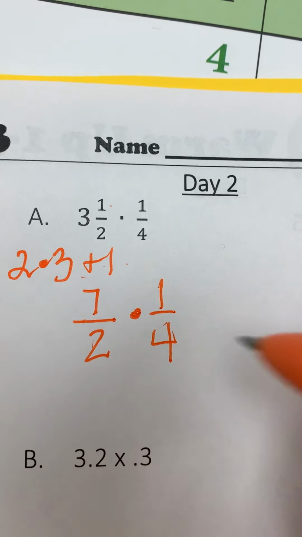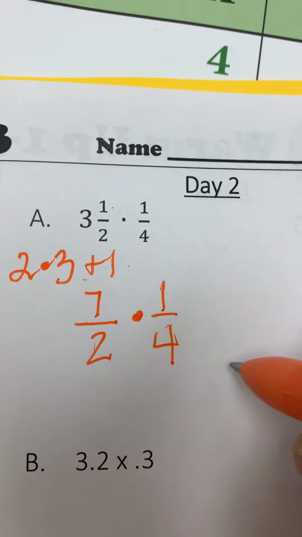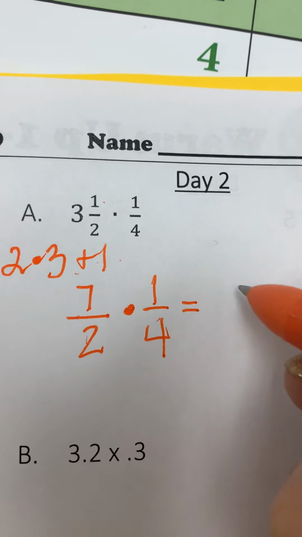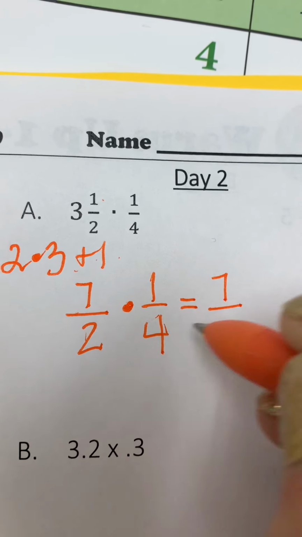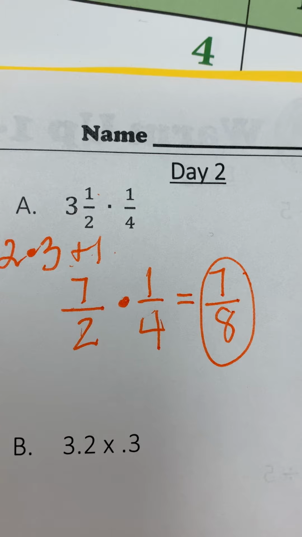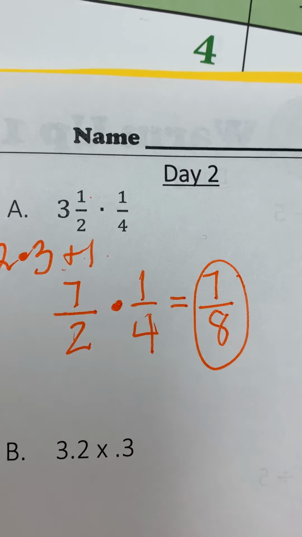And you remember that Miss Wesley loves to multiply fractions because you don't have to get common denominators, you just multiply straight across. So those numerators, 7 times 1 is 7, 2 times 4 is 8. The correct answer is 7/8. Okay, it's a proper fraction, so we don't have to simplify it.